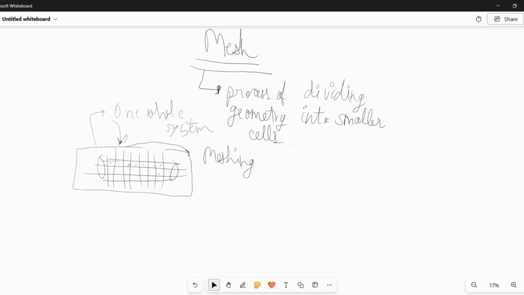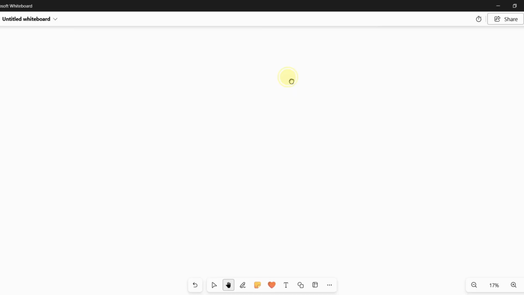Because again, the values of phi keep changing with the distance. It depends on parameters, but if it does, then taking one whole system doesn't make sense, right? You have to divide into meshes, and that is what meshing does. So you divide into smaller control volumes, or cells, and then you enforce your equations. So that's a very simple definition of mesh.